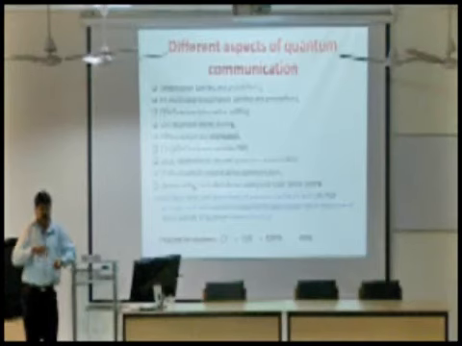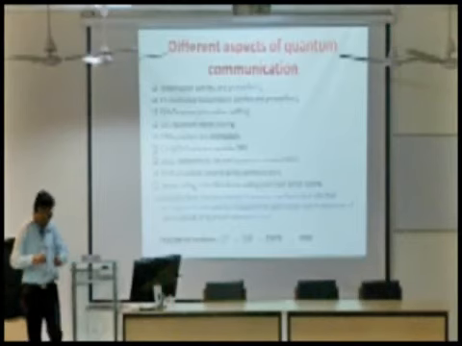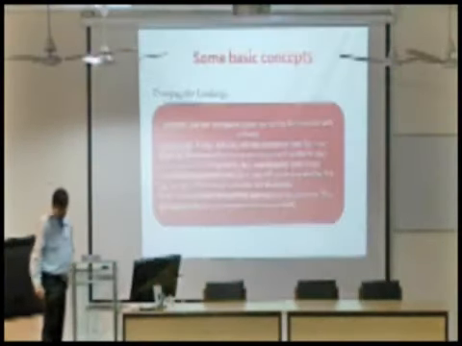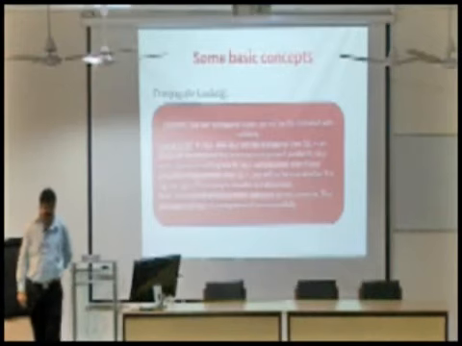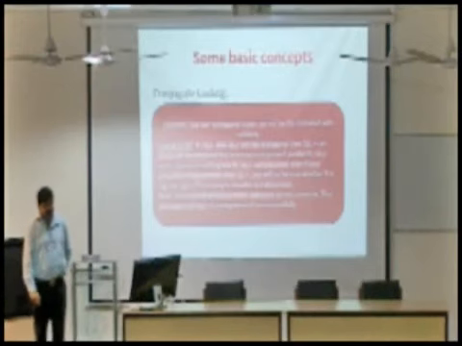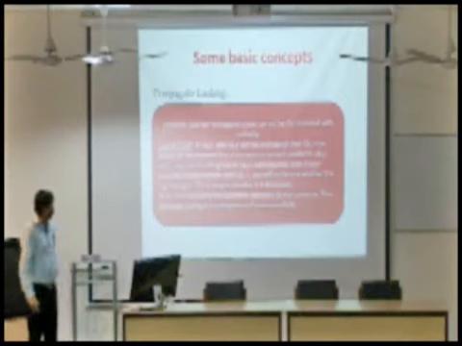In this literature, when I measure with respect to 0 and 1, we call it the computational basis. When we measure with the Hadamard basis, say 1 by root 2 (|0> plus |1>) or 1 by root 2 (|0> minus |1>), we call it a diagonal basis. This will be used repeatedly in the next few slides. Here is a basic concept which is very important for us, and it's related to conjugate coding.